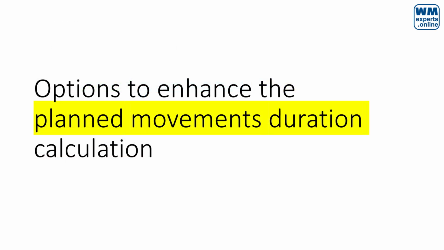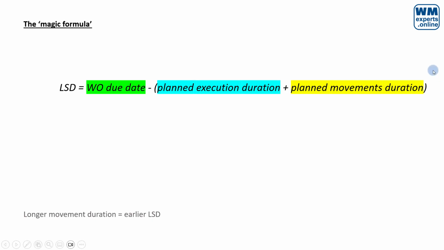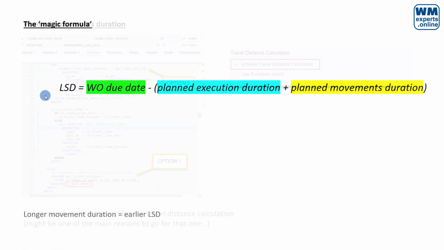The last component of our formula, before we come to the result and the options to enhance the result, is the plan's movement duration. And in the same way as I explained for the planned execution duration, if you increase the value of the plan's movement duration, it will lead to an earlier LSD. The value that is subtracted from the due date will become bigger, which will then lead to an earlier LSD.